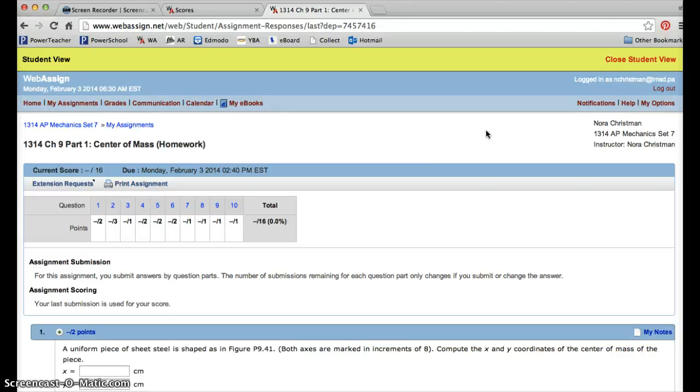This is to help you with the WebAssign that's due today. I'm going to go over numbers 3, 6, 7, and 10 just to talk you through them.